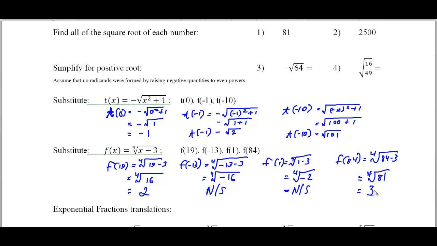3 times 3 is 9. 9 times 3 is 27. 27 times 3 is 81. So the answer to f of 84 is 3.